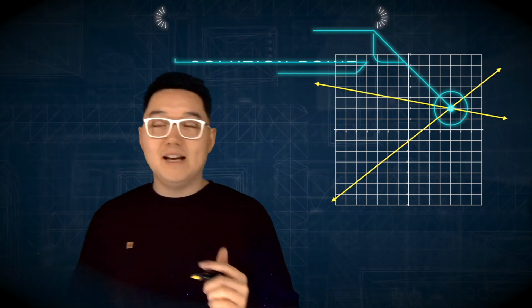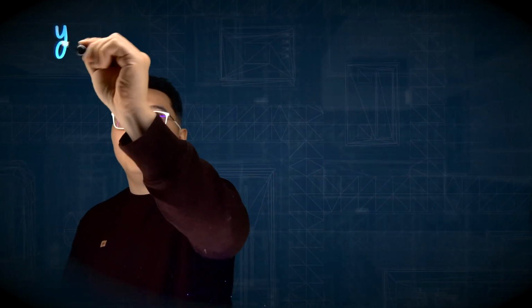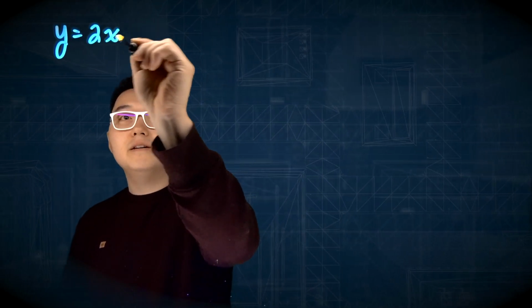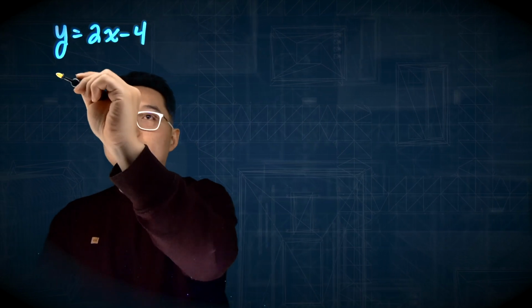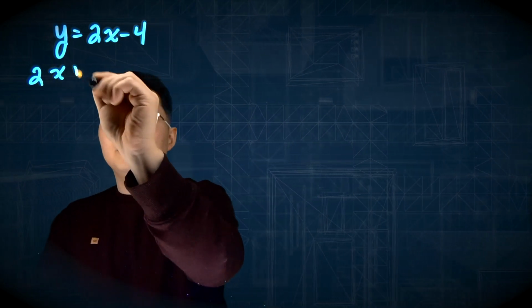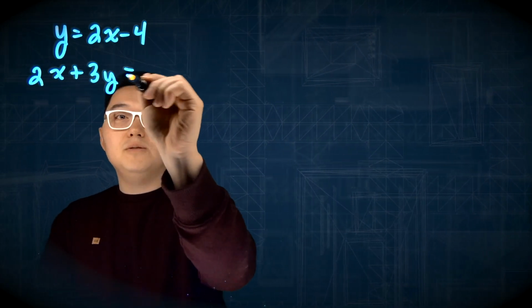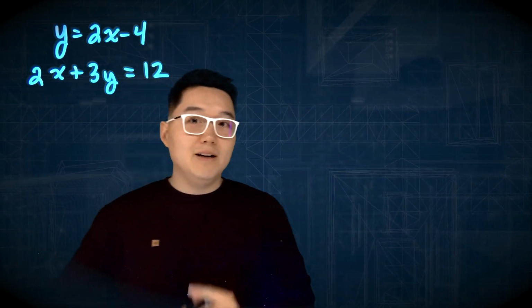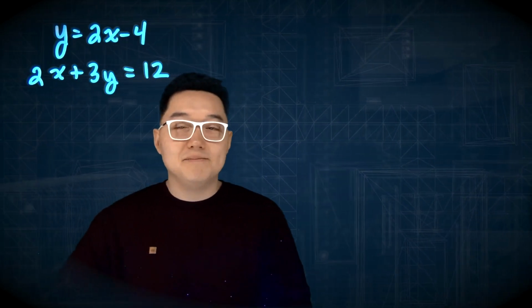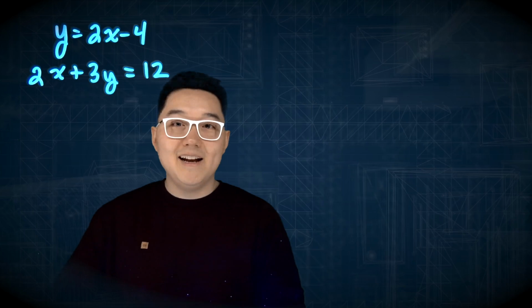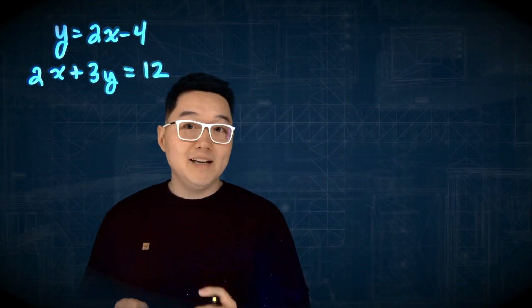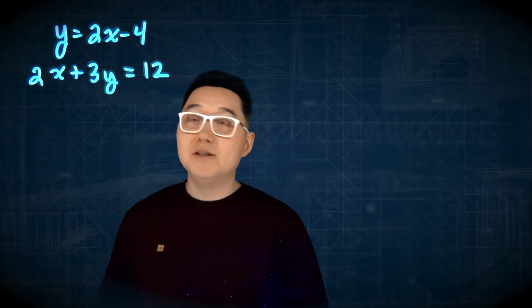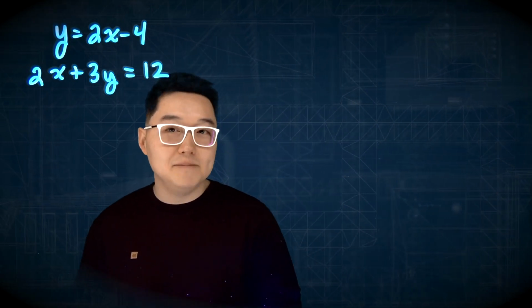So here's an example. We have y equals 2x minus 4. That's a linear equation. And we have another one, 2x plus 3y equals 12. That one is also a linear equation. Now let's go ahead and solve the system. Both of these we can actually graph, so let's graph the very first equation.